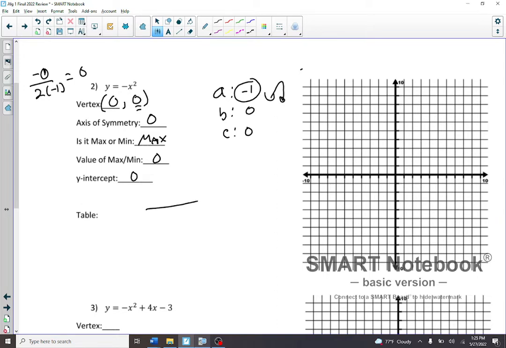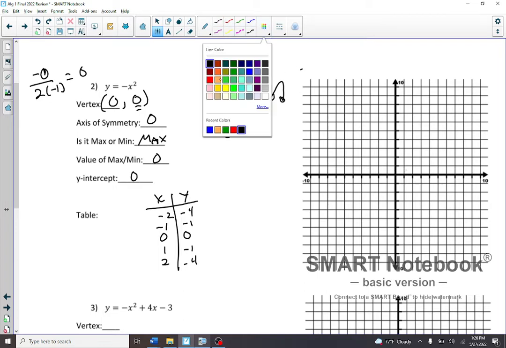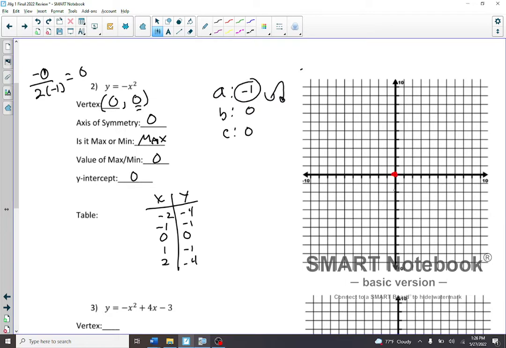Quick table. Again, you can use your calculator. I could just do it in my head. 0, 0, we put the vertex in the middle, and then we go -1, -2, and 1, 2. So we always go up and down. So -1, plug that in. That's going to be a -1, -1, -4, -4. So it's going to look something like this. Let's do it in red so you can see it. Here, -1, -1. 1, 2, 3, 4, 4. Connect the dots. All right.